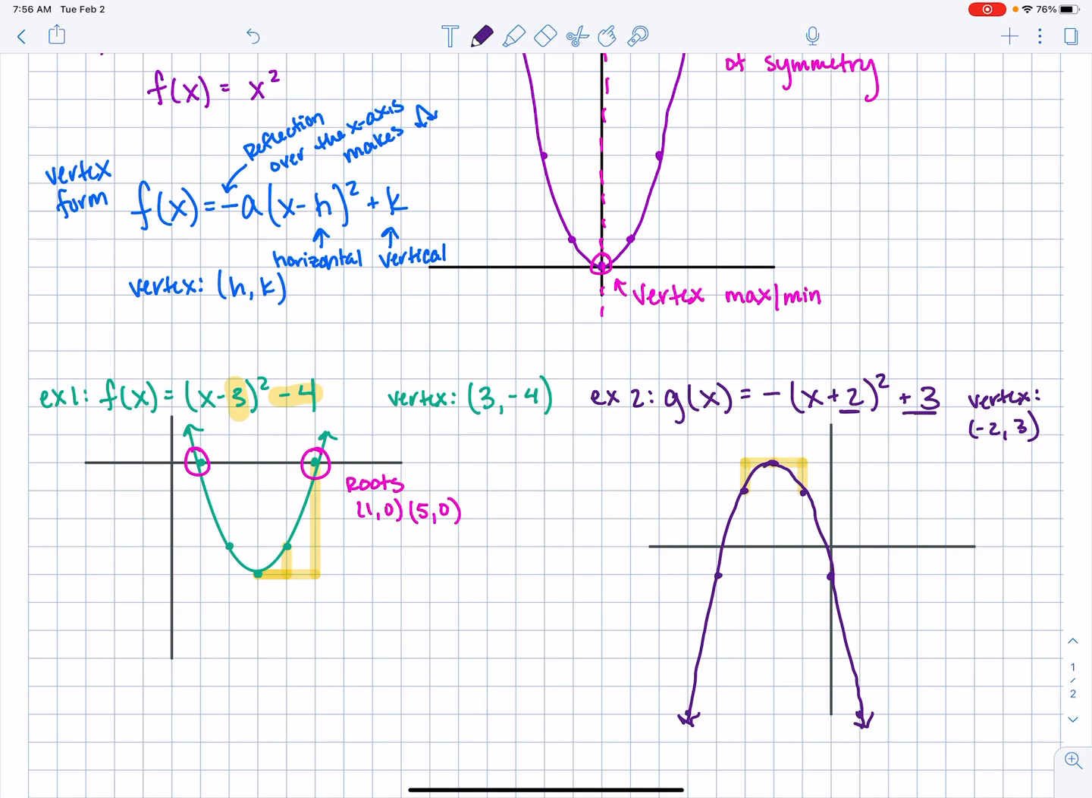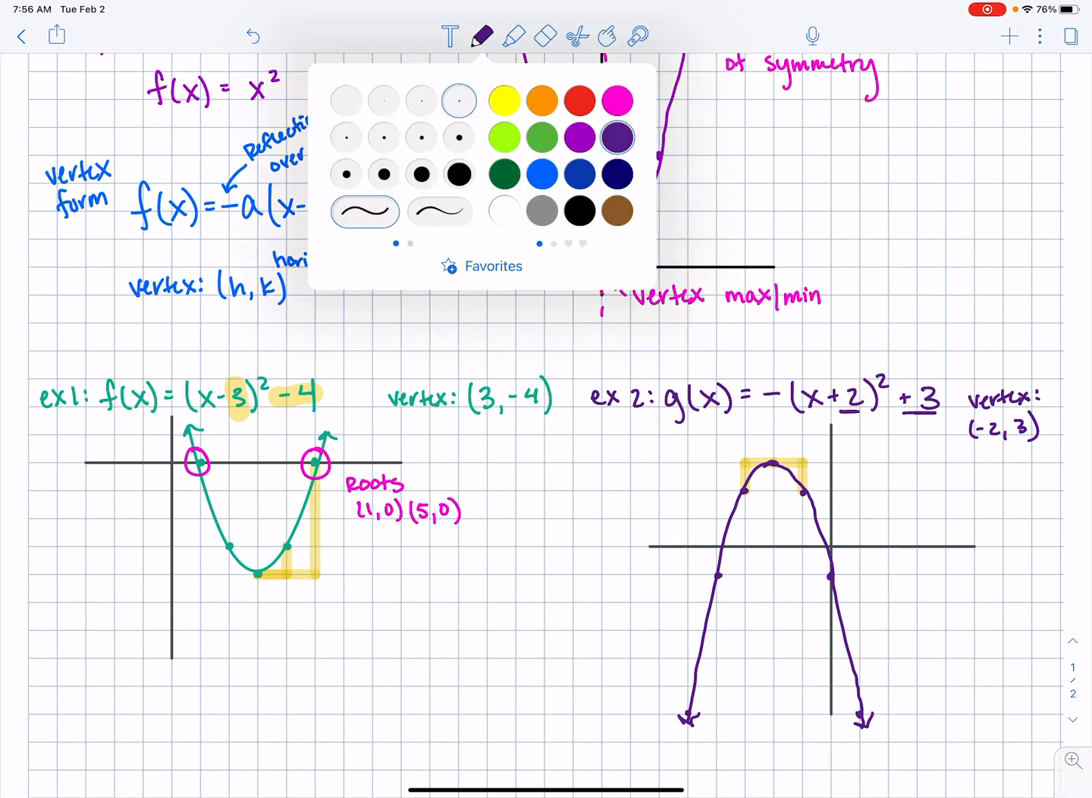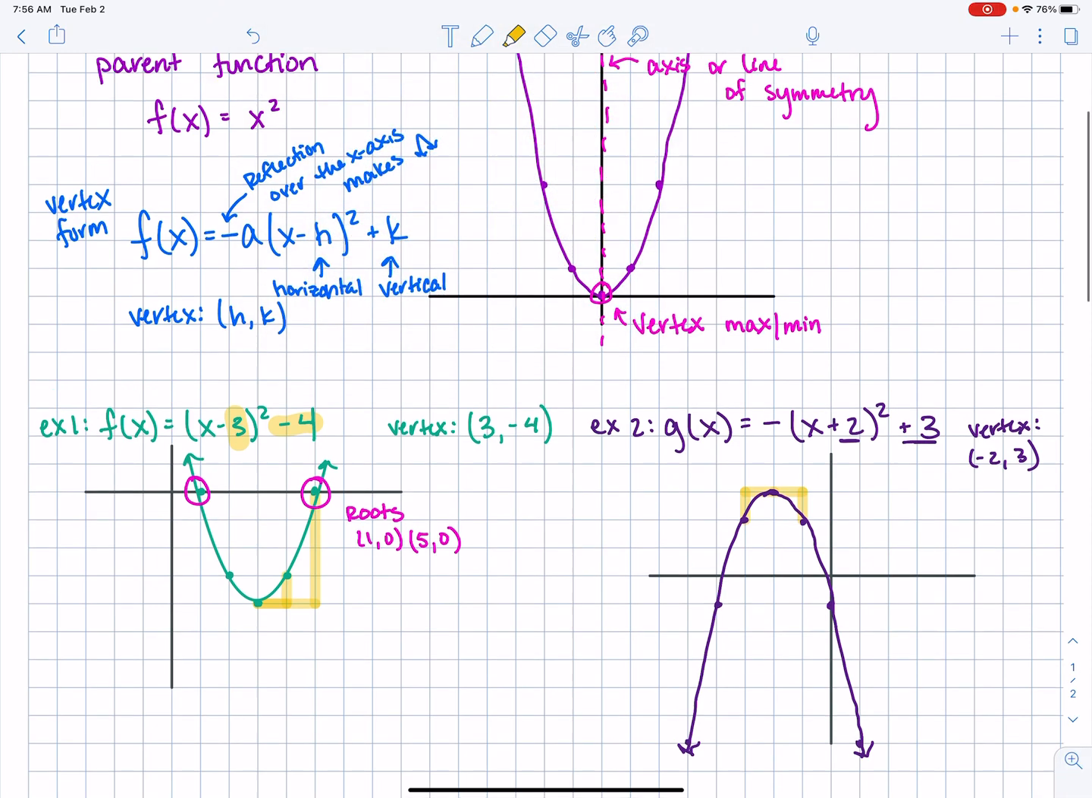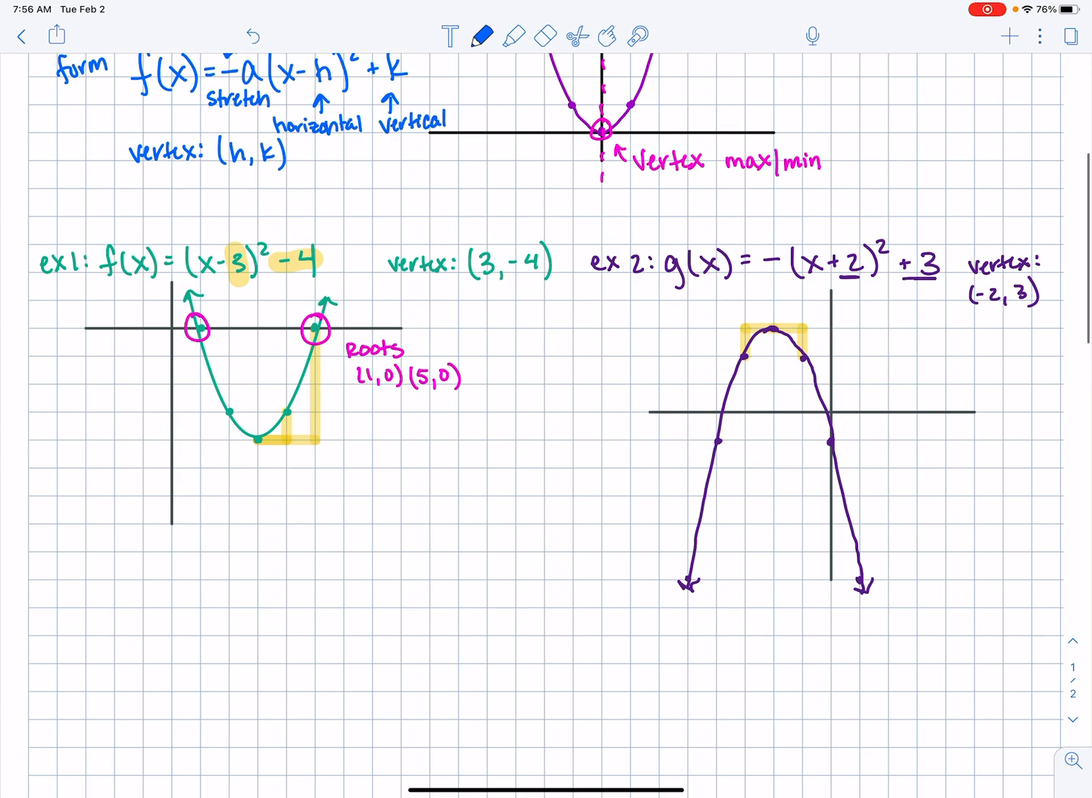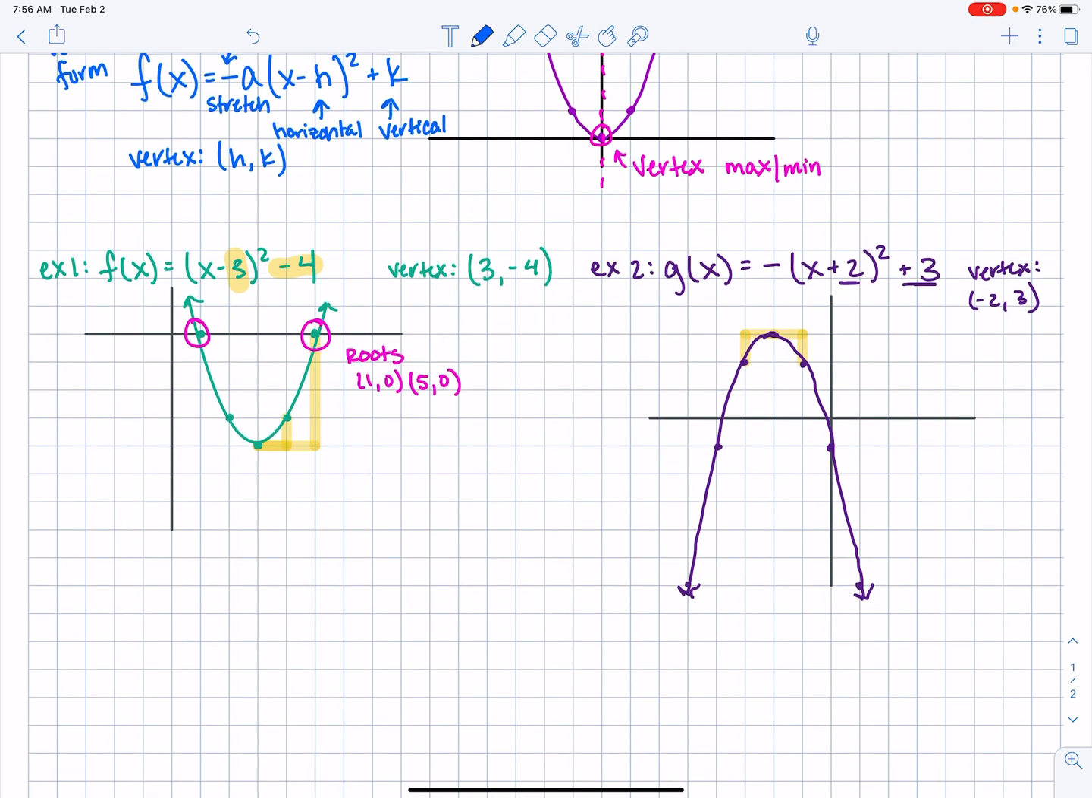So what we now need to talk about is what this a does, or what this value up top does. What I'm talking about is this value right here, that a. That's what we call our stretch. So I'm going to put this in here, stretch. It either makes the parabola really skinny if it's greater than 1, or if it's between 0 and 1, it makes it kind of short and squatty.